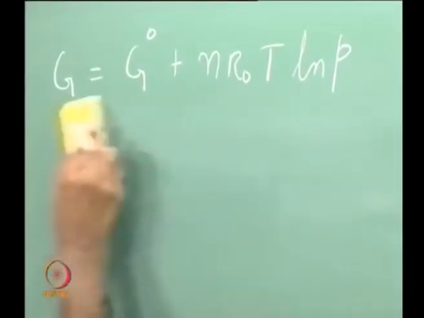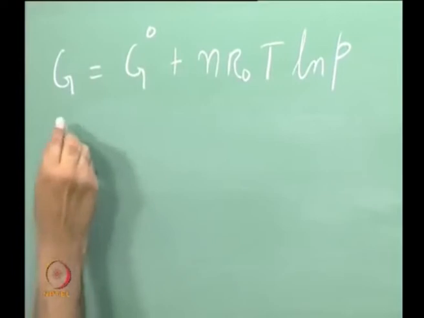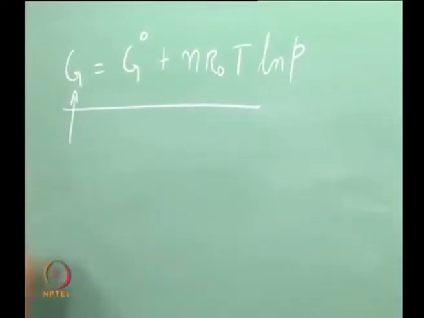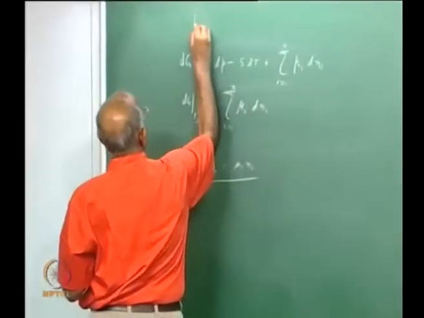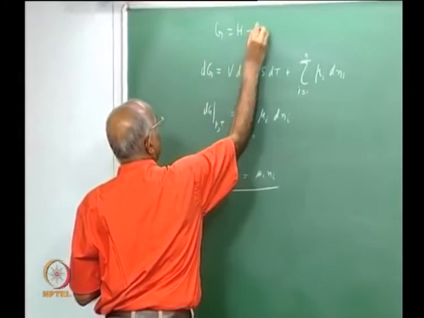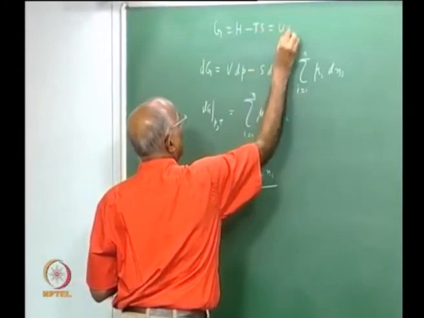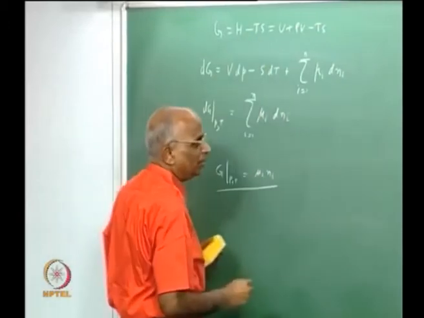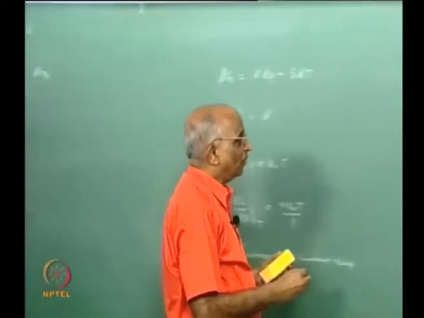Having said that, now I look at this form of the equation, and what should be the unit of G? G has units of H minus TS, or U plus PV minus TS, that means it has units of energy. Therefore, G has units of kilojoules.